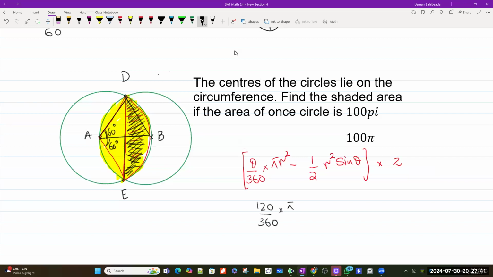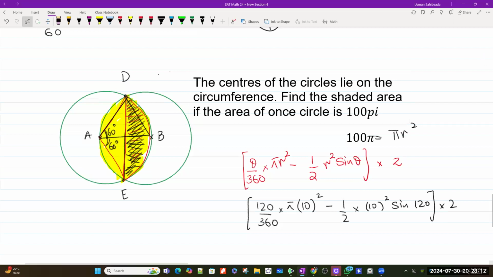120 over 360 into pi 10 squared. Where did we get 10 from? We got 10 from pi r squared, minus half into 10 squared sine of 120. So our next chapter, after we do all the geometry, will be trigonometry. Trigonometry is up next. After we've done enough practice, we can't do all kinds of geometry questions. We can do some, not all.